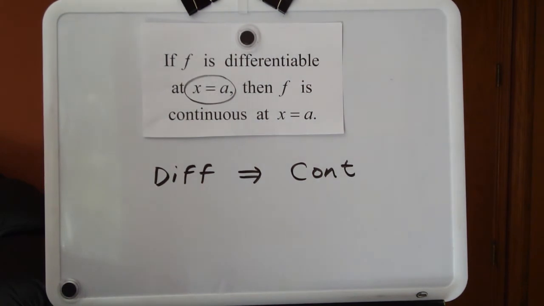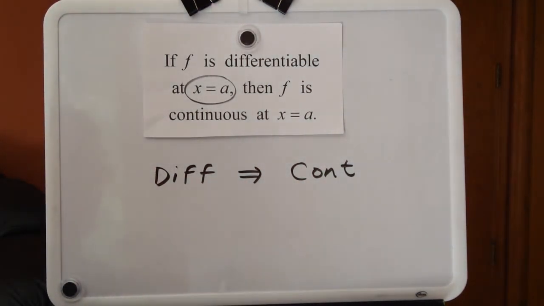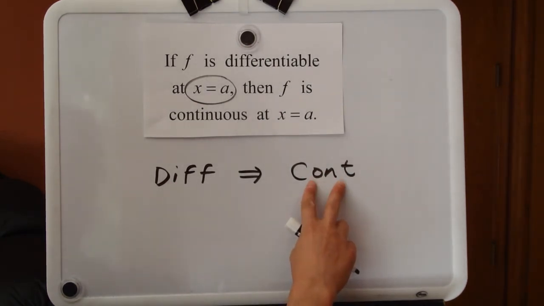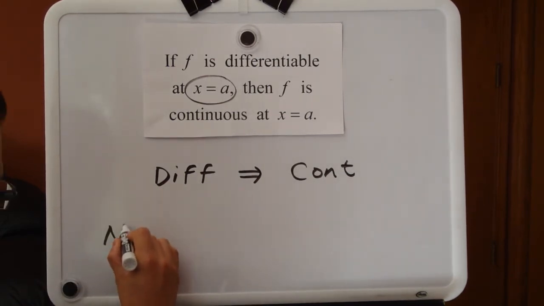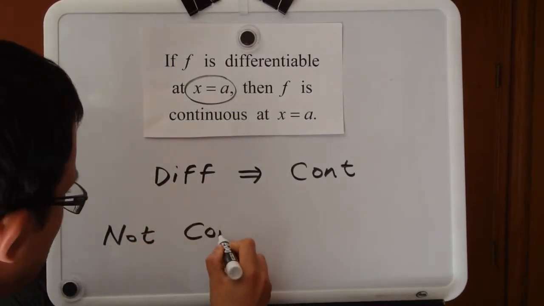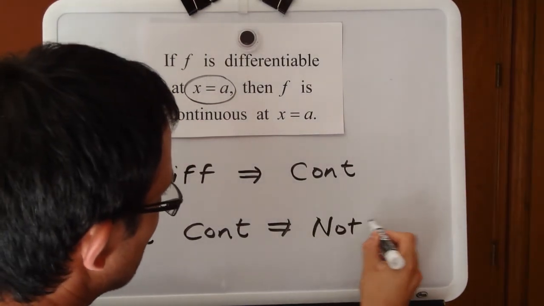So an equivalent way of understanding this is taking the negation of both of these but reversing the direction of the arrow. So you could say if a function is not continuous, then that means it's not going to be differentiable. So we could write it this way. Not continuous implies not differentiable.